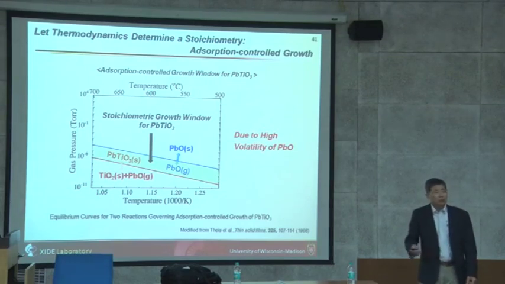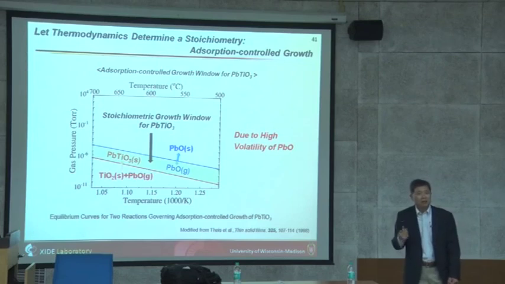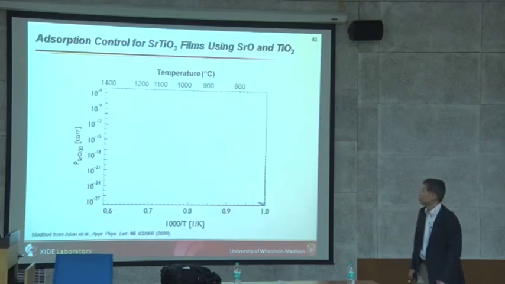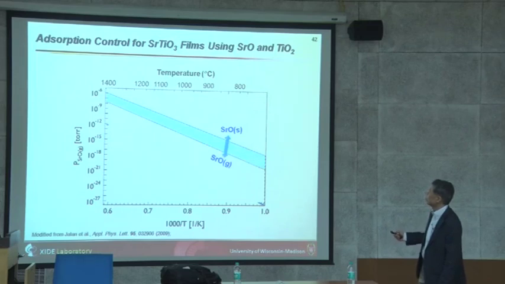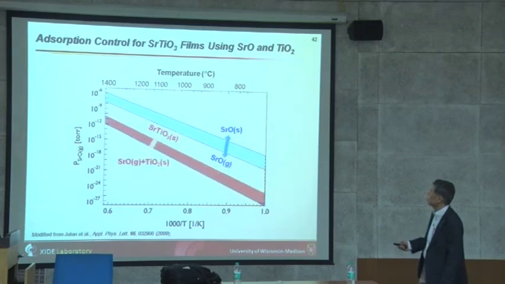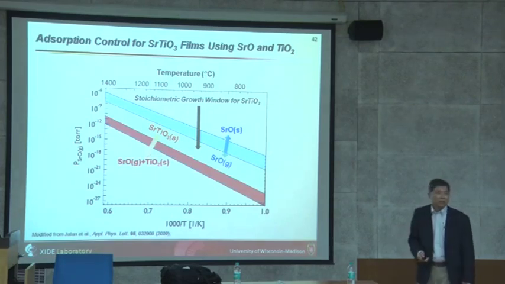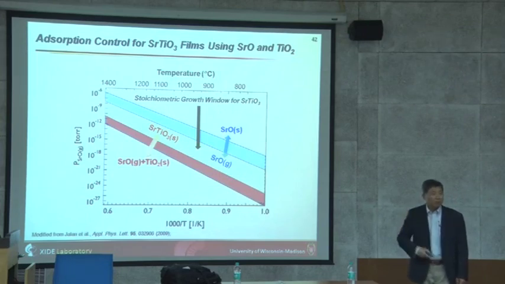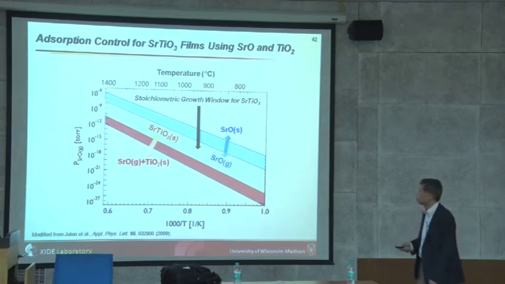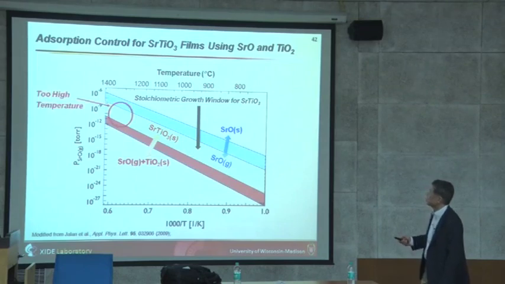But strontium titanate does not have a volatile species. Titanium and strontium are not volatile, so you cannot do that. In the strontium titanate case, you have a phase diagram for strontium and a phase diagram for titanium, and maybe the growth window for strontium titanate is somewhere here. If you have certain species, you can do absorption control, but can you do this one? What you did here was at too high a temperature.